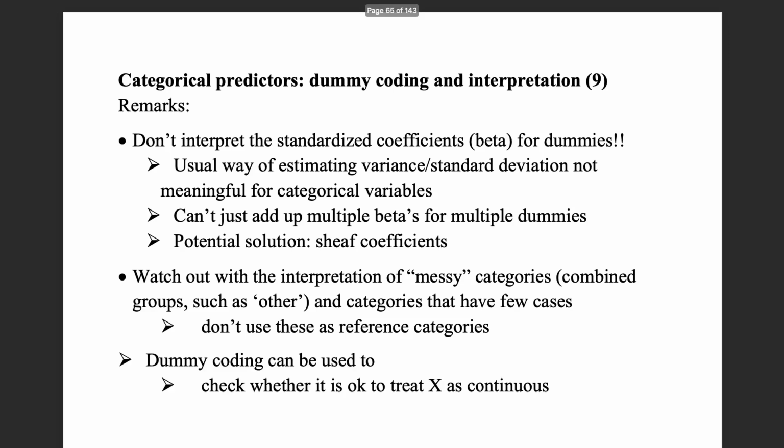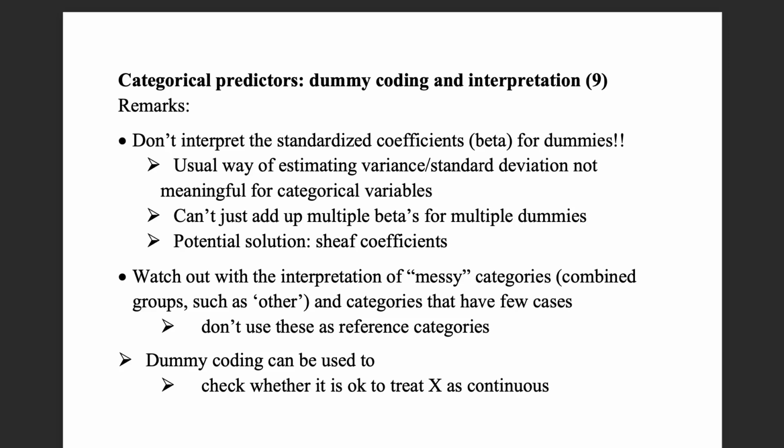So try to avoid using messy categories or categories where you have a small number of cases as reference categories. One thing that's super useful about dummy coding is that even if you have continuous variables, sometimes it makes sense to dummy code those continuous variables, even if you wind up not using those dummy coded x variables, but just as a check. So one thing that you can do is use dummy coding to check whether it's okay to assume a linear continuous effect for your x variable. How to do that, I'll show you in the B lecture of this week.